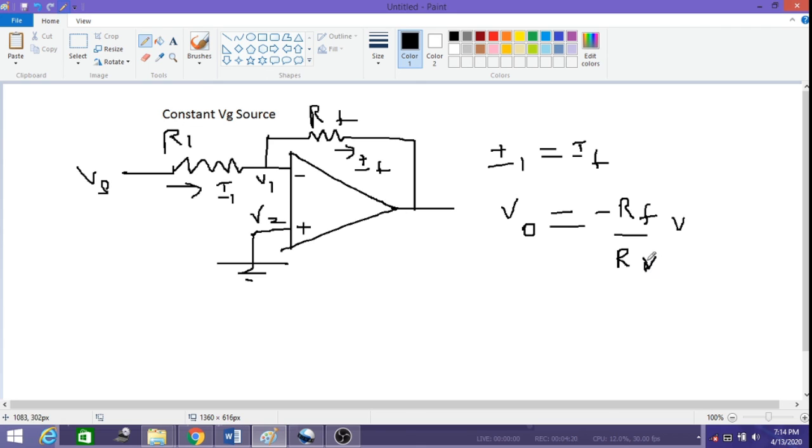This is exactly similar to our inverting amplifier equation. There's nothing much change. It means the same inverting amplifier equation can also be used as a constant voltage source generator.